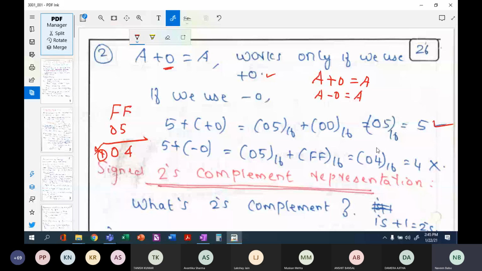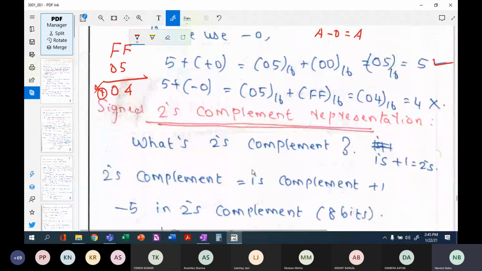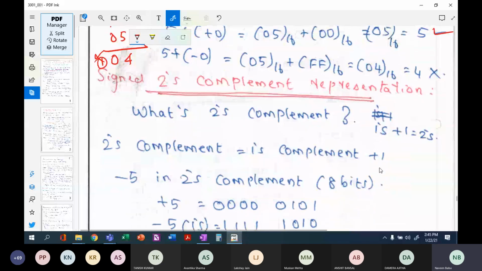So we have to avoid this representation also. How do you manage this? We go in for a signed 2's complement representation. What is a signed 2's complement representation? We have already seen this, it is 1's complement plus 1. Meaning you take 1's complement as before in the previous case, and add 1 to it.